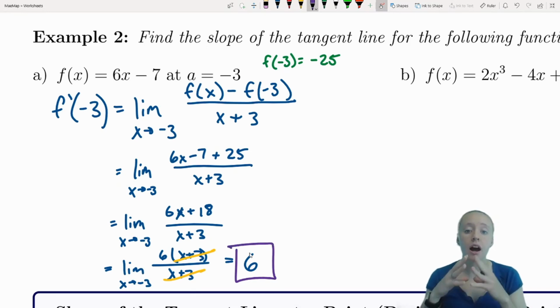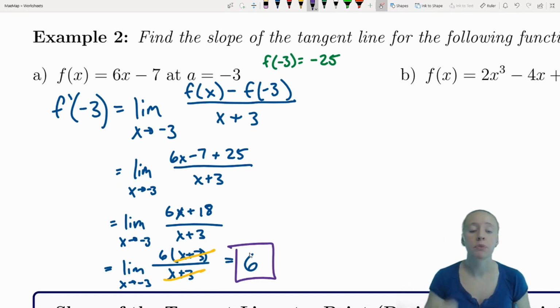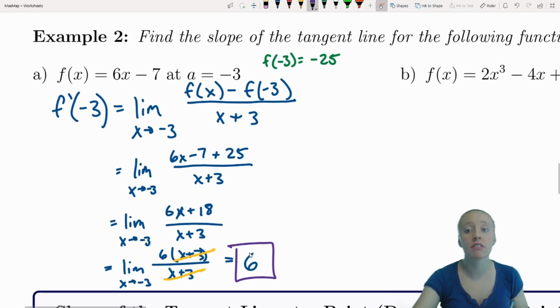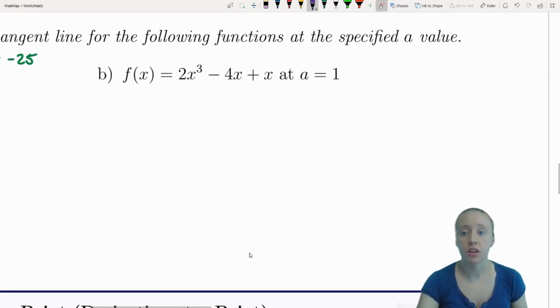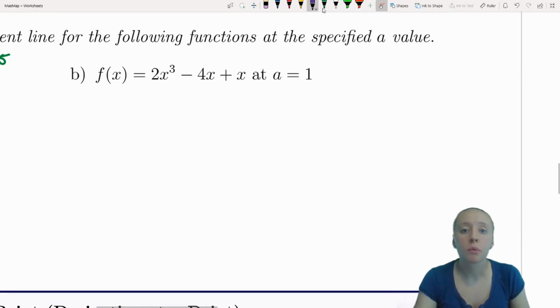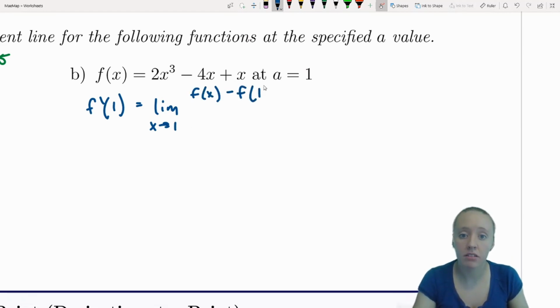So the slope of my tangent line is 6 for my function 6x minus 7 when I'm at an x value of negative 3. Let's go ahead and calculate the derivative of b at an a value of 1. So let's plug it right on into our formula. We're going to have f prime of 1, f prime of a, equals the limit as x approaches a, which is 1, of (f of x minus f of a, f of 1) all over (x minus a, x minus 1). Now we know what to do.